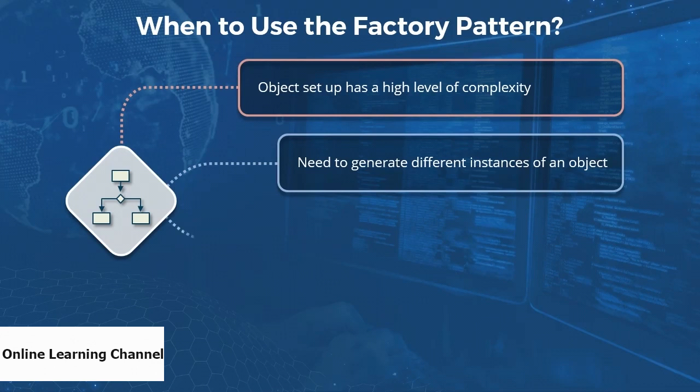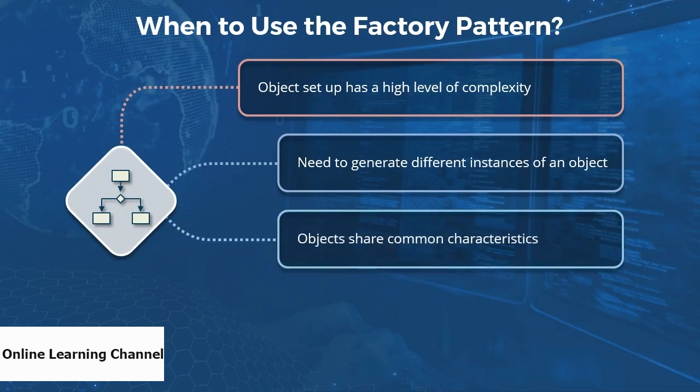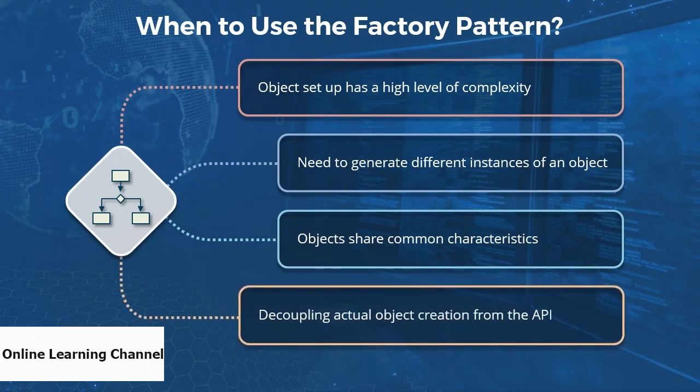You'll also use the factory pattern when the objects that you're creating with this factory share common characteristics. You'll not use the factory method pattern when the objects are completely dissimilar or different from one another. Another reason you might use the factory pattern is when you want to decouple actual object creation from the API or the interface that you expose to your clients.